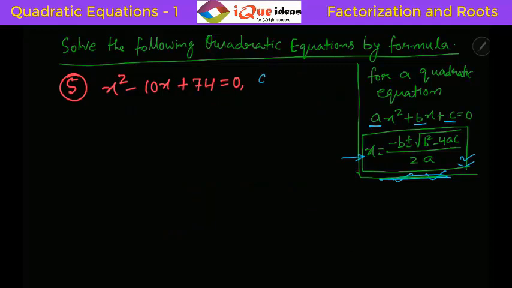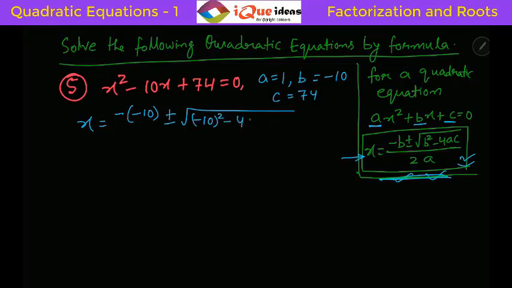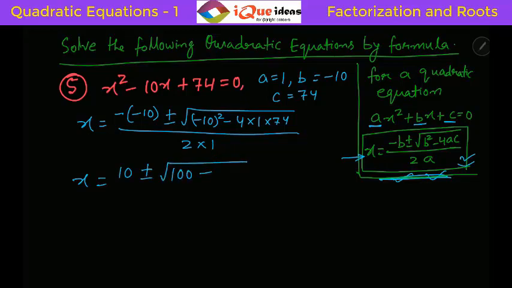Now in this fifth question, as you can see, A is equal to 1, B is equal to minus 10, C is equal to 74. So we can directly apply the value of X will be equal to minus of B, that is minus 10, plus minus square root of B square, that is minus 10 square, minus 4AC, so A is 1, C is 74, divide by 2A, that is 2 into 1. So X is equal to minus of minus 10 is plus 10, plus minus square root of minus 10 square is 100, minus 4 into 74 is equal to 296, divide by 2. Now this is equal to 10 plus minus 100 minus 296 is minus 196. So it is square root of minus 196.